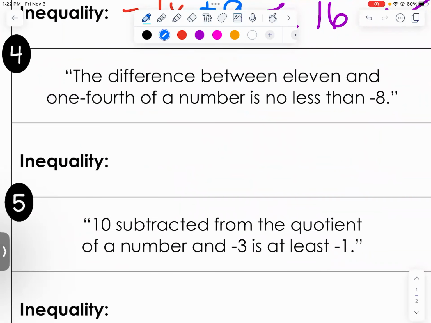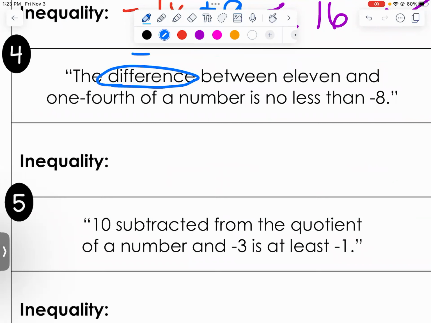The difference. Difference, I hear a minus for difference. No, divide it. Let me take care of it. You try to take care of it.